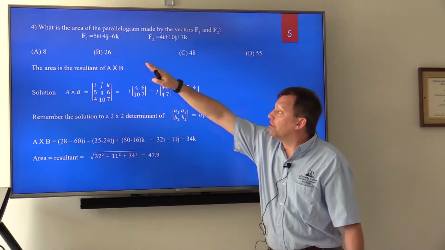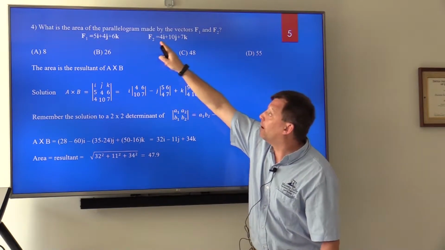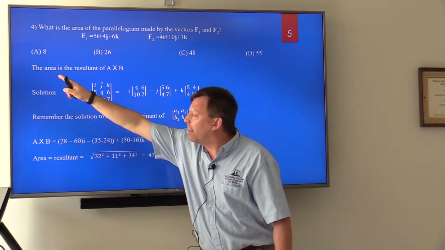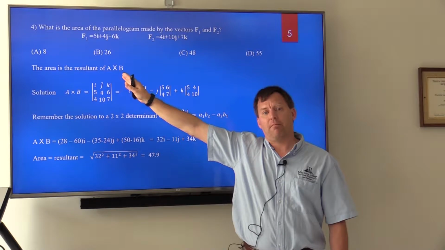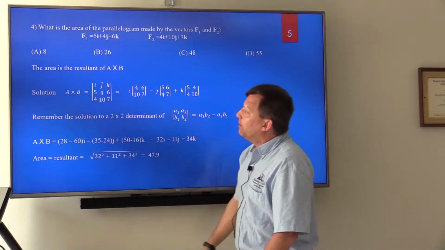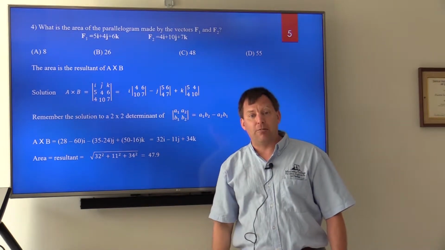So here we have a question. The area of the parallelogram formed by two vectors, again, F1 and F2. Now the area of the parallelogram is the resultant of A cross B. So now we're looking at a cross product. When you have a cross product of two vectors, it becomes a 3 by 3 determinant.